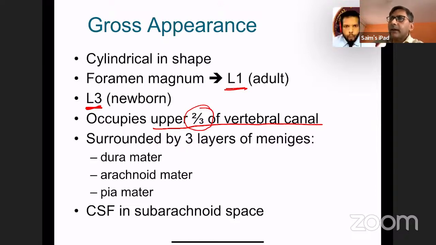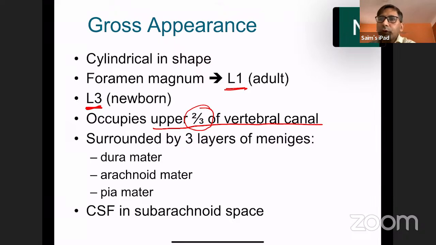We go there, insert a needle, and take out the CSF from there. From which space do we take it out? From where the spinal cord has already ended. We prefer the space between L3 and L4, because the spinal cord has terminated at the level of L1. So we go in at L3 and L4 and take out the CSF from that space.